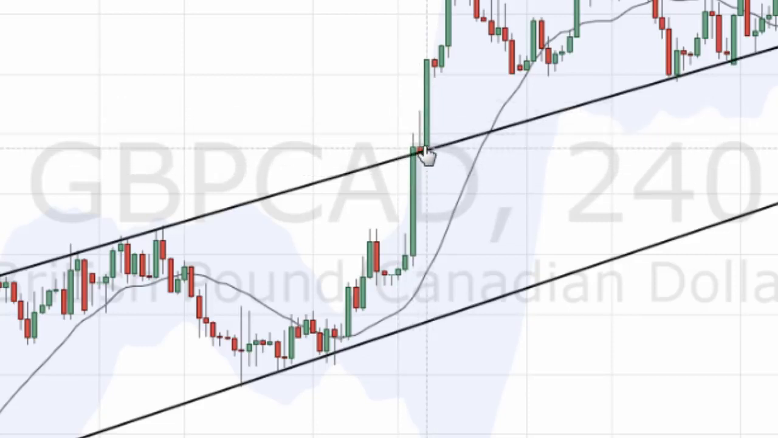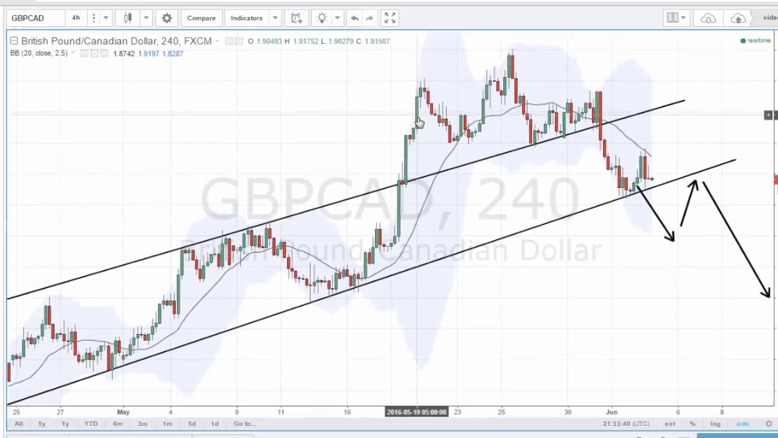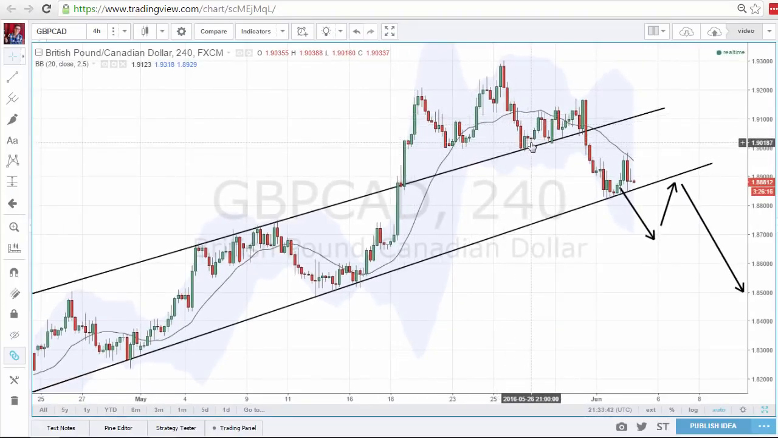Price broke it, we came back to retest it, and then shot higher. And even now we broke the trend line.